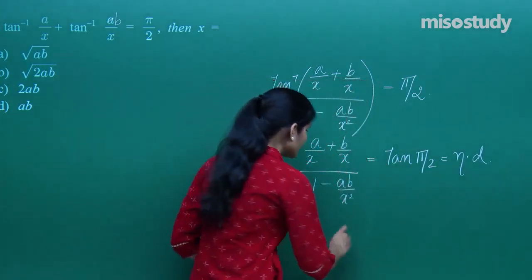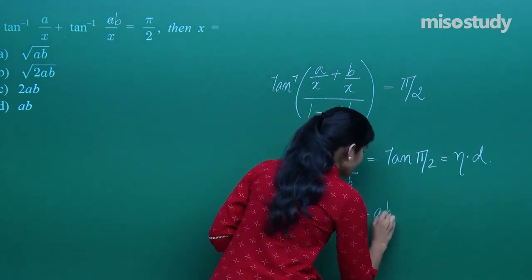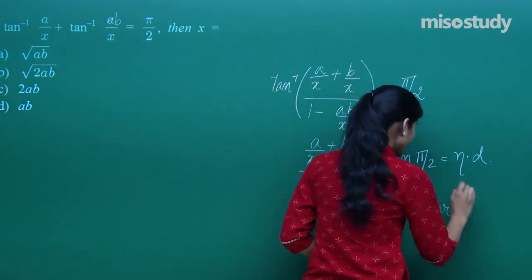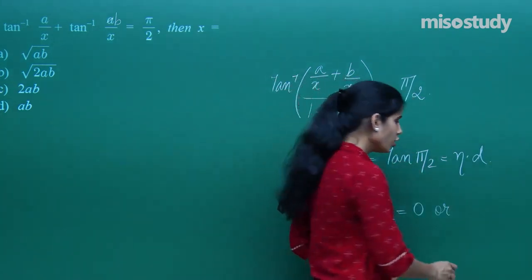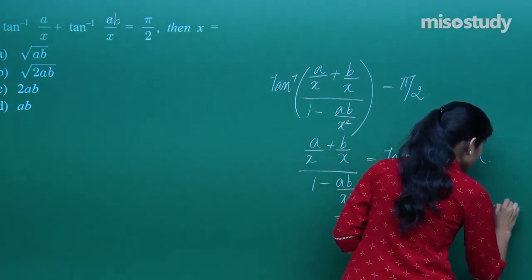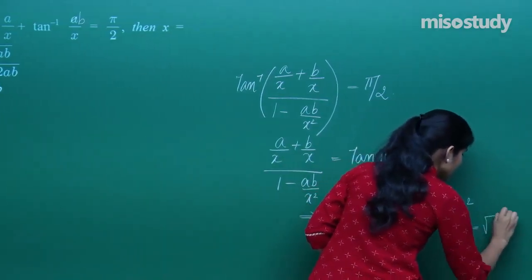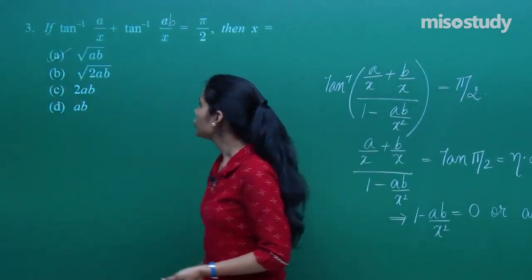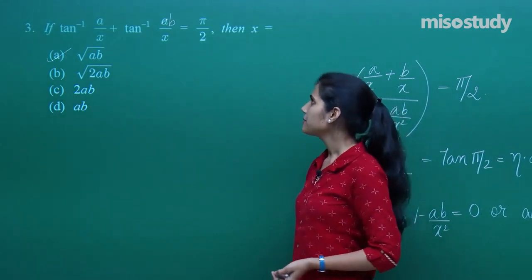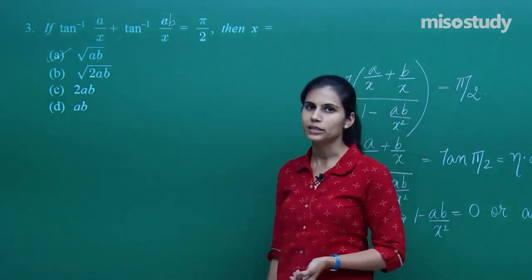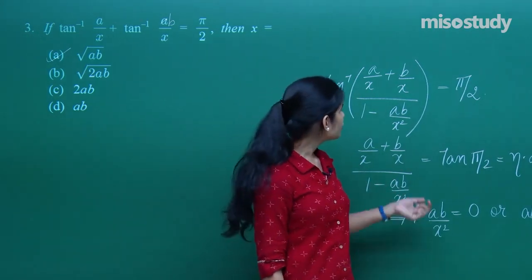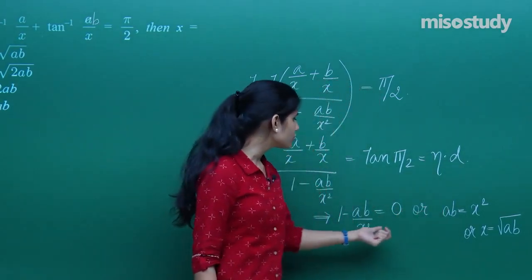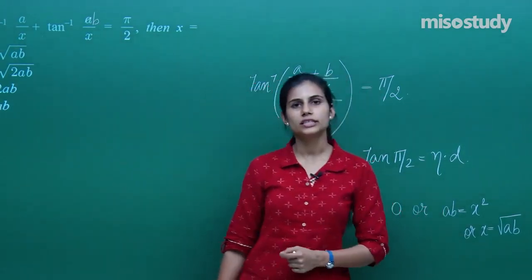Therefore, if this is an undefined quantity, this means 1 minus ab by x square is 0, or ab by x square is equal to 1, or ab is x square, or x is root ab. So it is the value root ab which x is going to assume if tan inverse a by x plus tan inverse b by x has to come out to be equal to pi by 2. Now the moment you have this, you have understood that the very fact that this was not defined led us to the conclusion that the denominator should be 0, and hence x should be root ab.